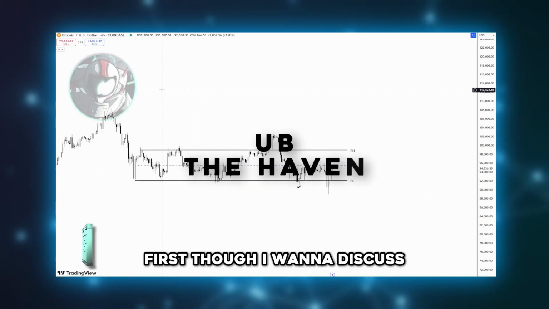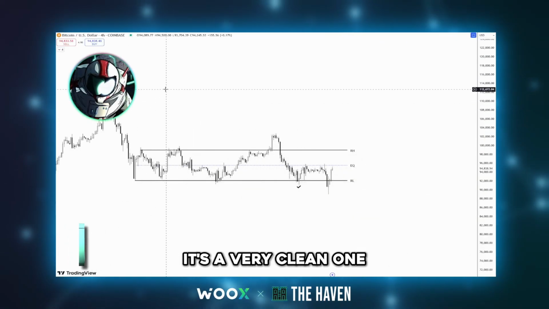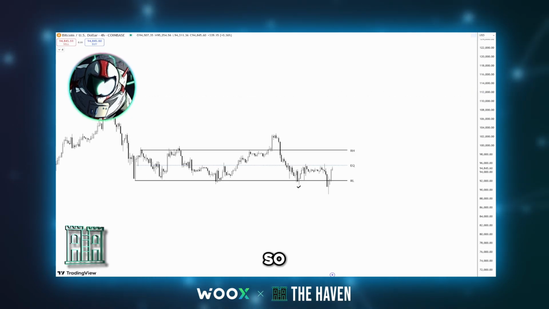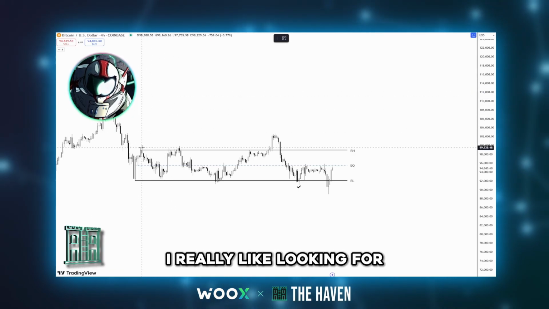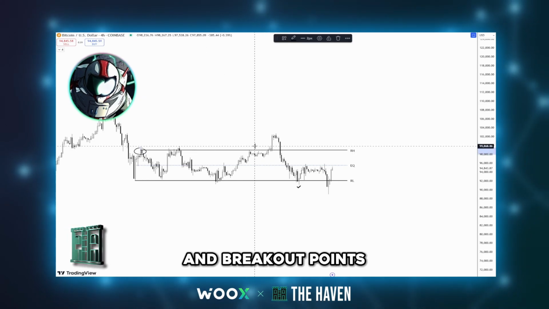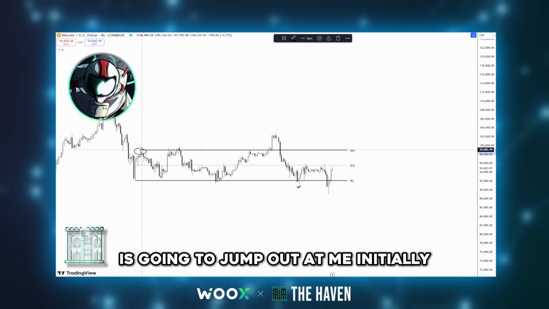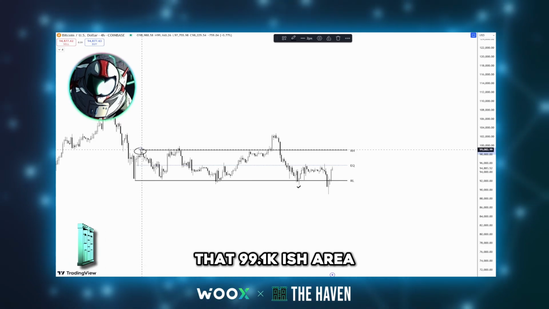First, though, I want to discuss my Bitcoin trading range. It's a very clean one, so I want to talk about how this trading range came about. As you guys know, I really like looking for breakdown and breakout points. So this point, of course, is going to jump out at me initially, that 99.1k-ish area.